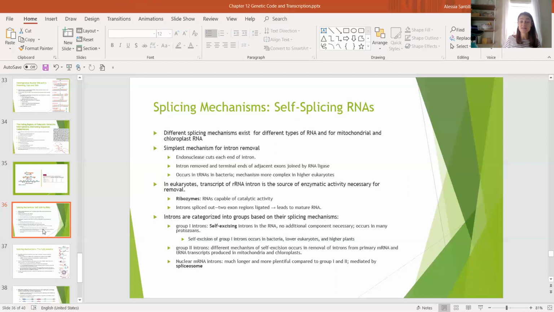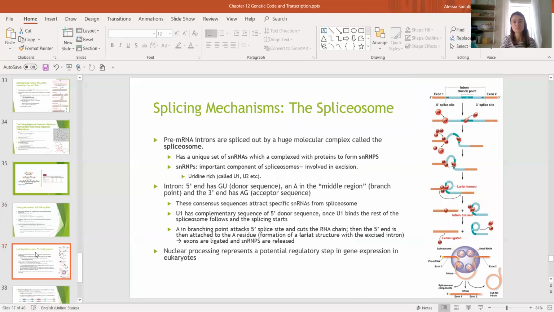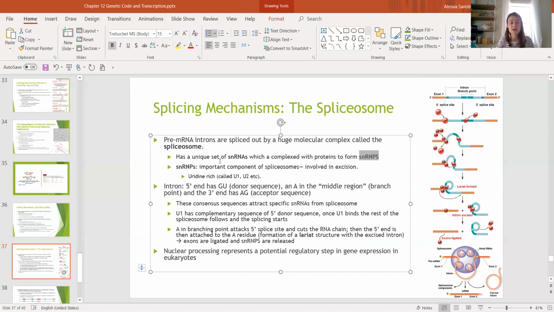Then we have the other ones, the group 3s, the nuclear mRNA introns, which are much longer and more plentiful compared to group 1 and 2, and they're found in eukaryotes. The actual intron removal is mediated by the spliceosome. Let's look at it. It's made of proteins, and it also has a unique type of RNA called small nuclear RNA, which is complexed with proteins to form snRNPs. This is pronounced "snurps."